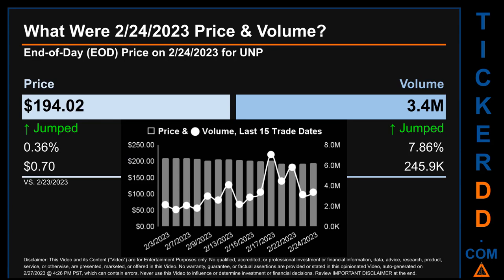The graph shows price and volume for the last 15 trade dates. Across a range of $18.91, the max and minimum end of day price were respectively $210.29 and $191.38. Volume saw a range of 5.4 million, from a day low of 1.7 million to a day high of 7.1 million.